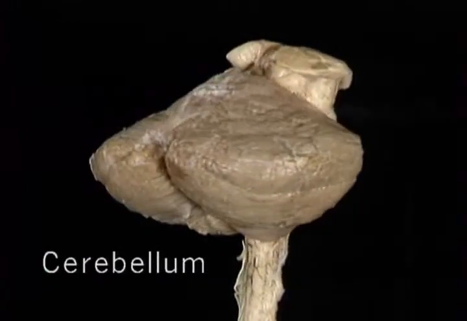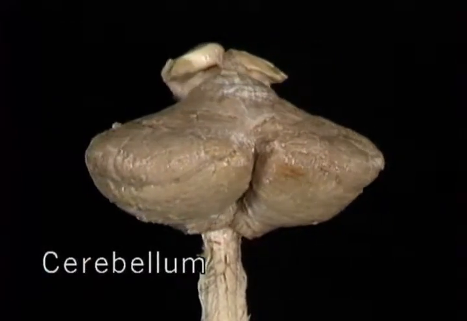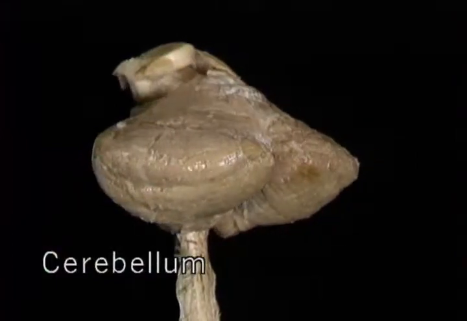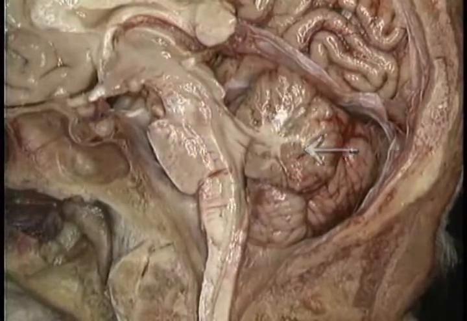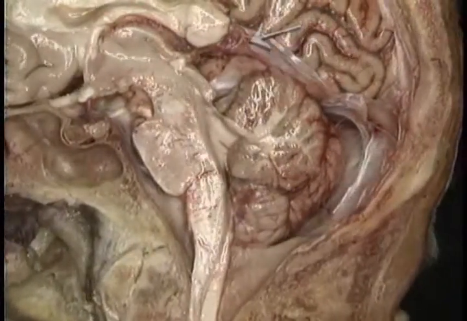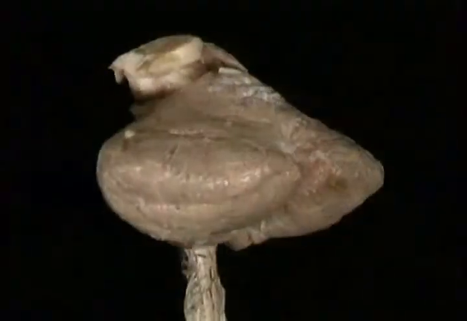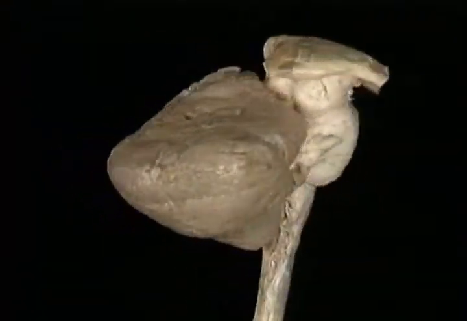The main functions of the cerebellum have to do with balance, motor coordination, and the control and monitoring of intentional movements. The cerebellum occupies most of the posterior cranial fossa. The tentorium is just above it. To see the cerebellum better, we'll look at it by itself.